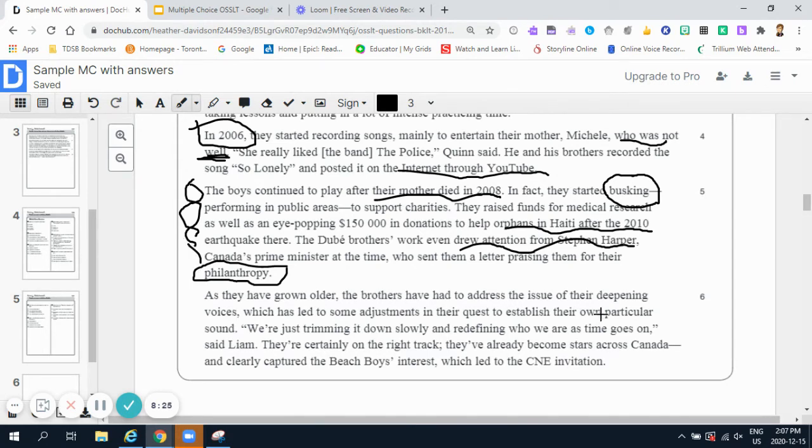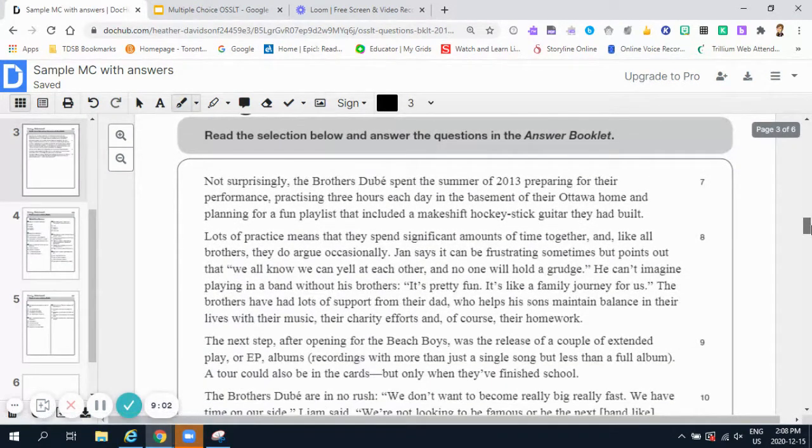As they have grown older, the boys have had to address the issue of their deepening voices. I know that was mentioned at some point, which has led to some adjustments in their quest to establish their own particular sound. "We're just trimming it down slowly and redefining who we are as time goes on," said Liam. They're certainly on the right track. They've already become stars across Canada and clearly captured the Beach Boys' interest, which led to the CNE invitation. So the Beach Boys are a really famous band, and they obviously heard about this band and invited them to open for them, which is a huge honor, right?